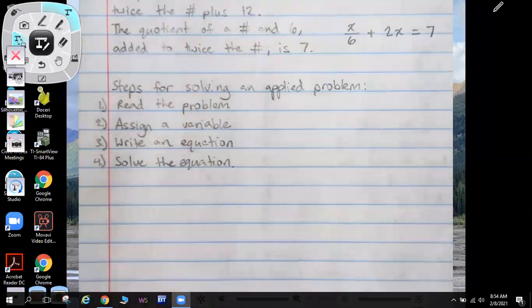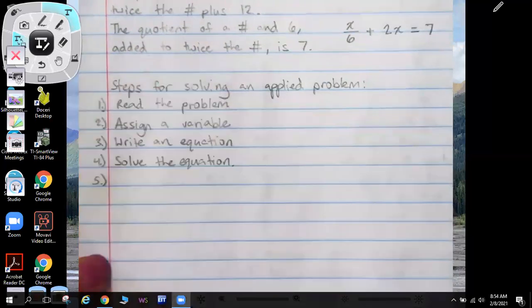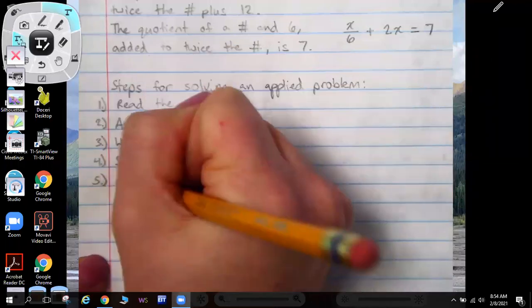So get the variable by itself so that you have a value that you can now assign to that variable. Last step is to check your answer.